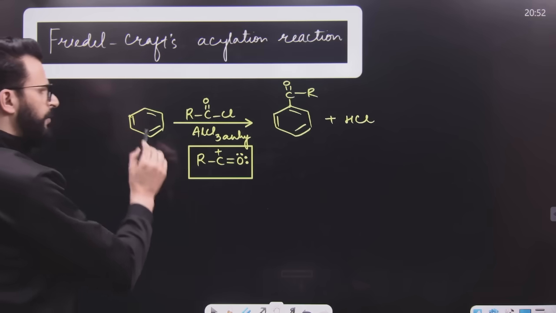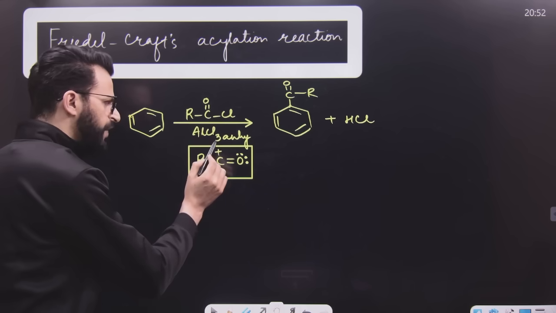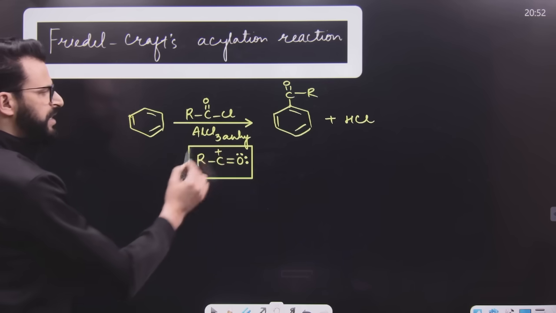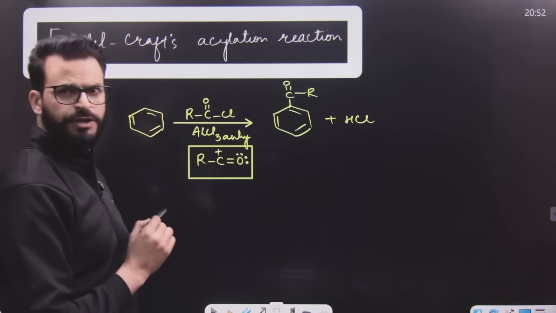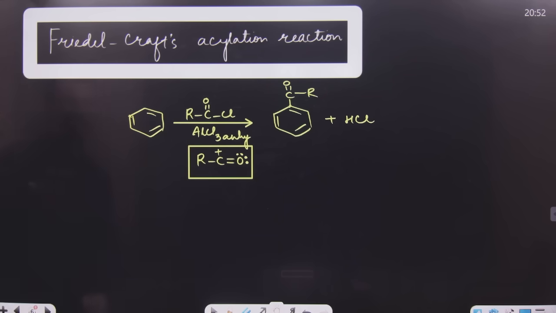After that, when aromatic compound, for example benzene, is treated with acid chloride or acyl chloride in presence of anhydrous AlCl3 or Lewis acid, it results in the formation of acylium ion as an electrophile. This acylium ion is introduced into the ring. This is known as Friedel-Crafts acylation reaction.